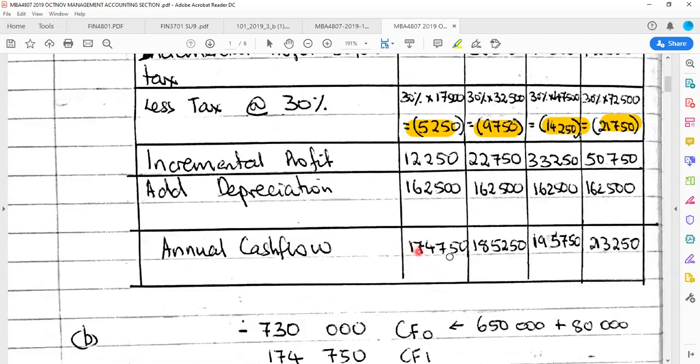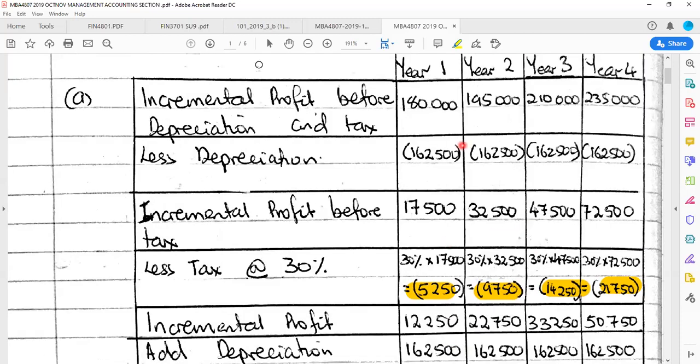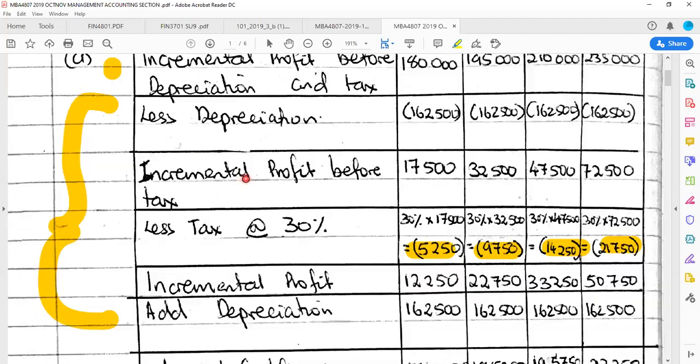And then the final answer we get is the annual cash flow. So if we had been told to ignore tax, it means that we were simply going to take our incremental profit before tax and depreciation as it is. We were just going to use this amount. We were not going to worry about tax. We went through this whole procedure to see the effects of tax.